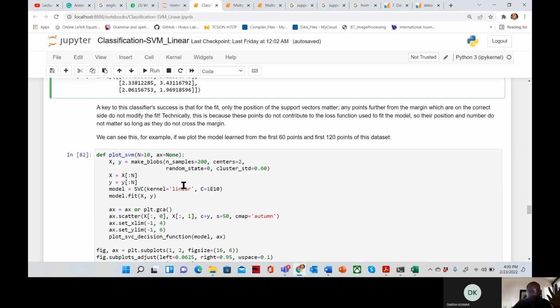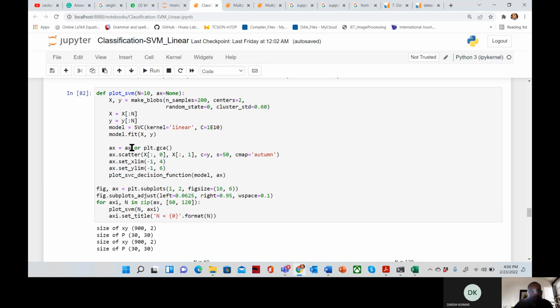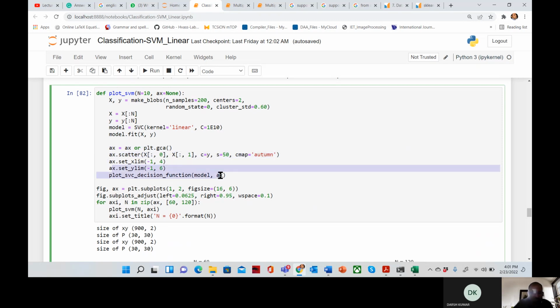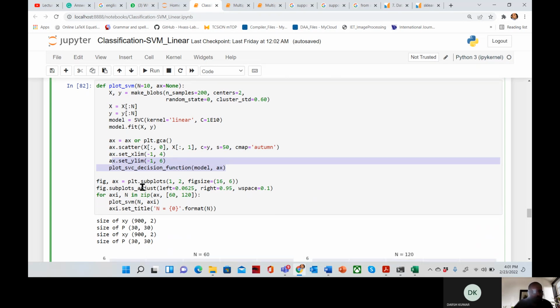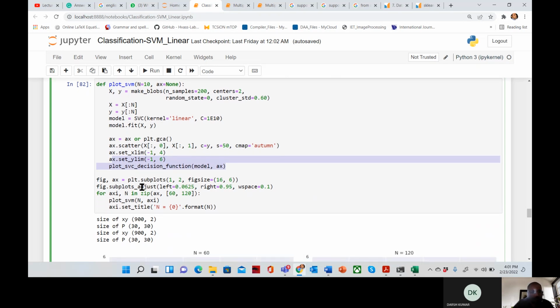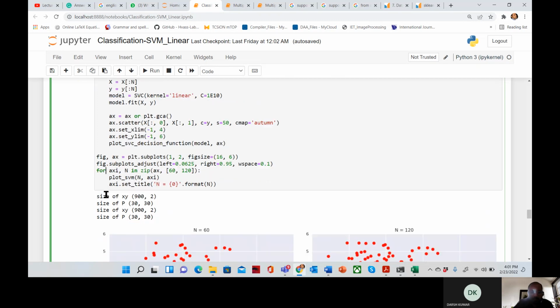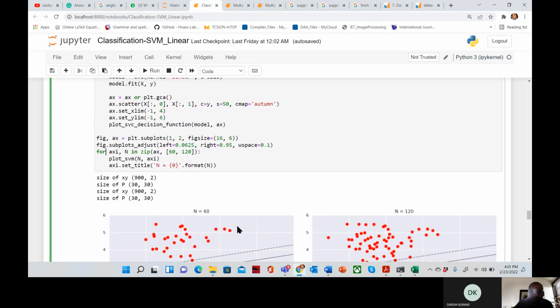Now the next thing is we are just playing around, nothing new. It is the same thing: same model, same fit, same axis, scatter plot, limit, decision function, all the things are the same. This time I'm just playing around with something. Now what I am doing, see, I'm plotting three graphs. Three graphs, sorry, two graphs.